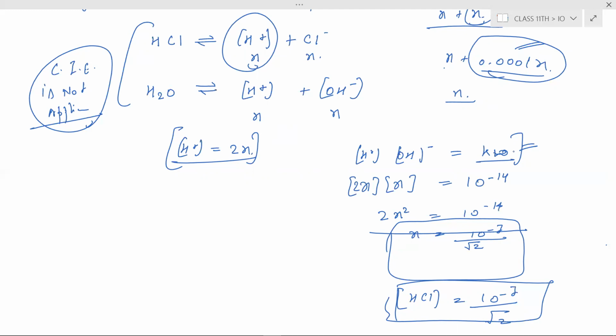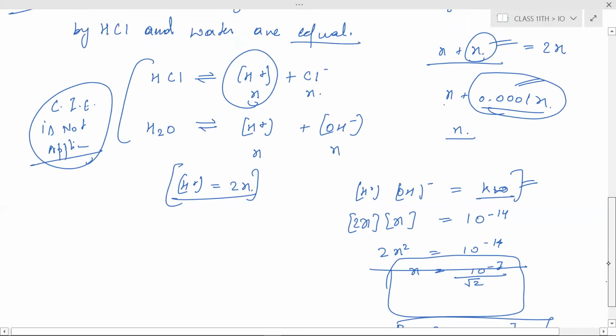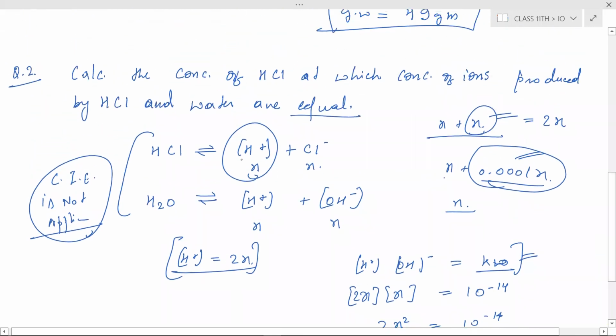So the product of the concentration of H plus and OH negative at room temperature is always equal to 10 raised to minus 14. So 2x into x is equal to 10 raised to minus 14, 2x square is equal to 10 raised to minus 14, and x is equal to 10 raised to minus 7 by root 2. Hence you get here the concentration of HCl is equal to 10 raised to minus 7 by root 2. I hope you understood the question.